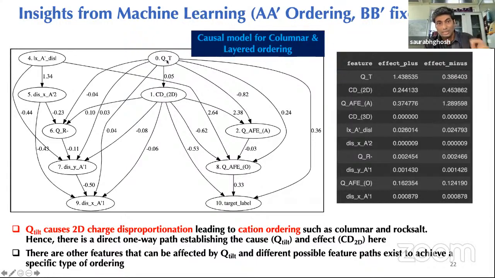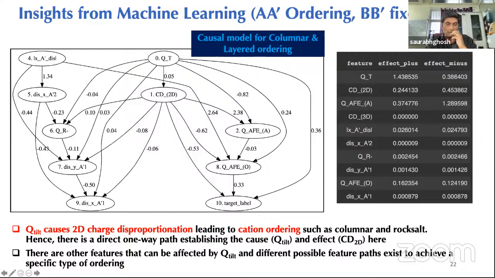Then what is affecting me to get a clear columnar ordering? The tilt distortion can directly lead to a columnar ordering, or it can lead via a two-dimensional charge disproportionation mode, and then to the target property. So this kind of causal model gives you a very dynamic behavior of how the cause and the effect are related for a stable ordering. This kind of analysis is very important, and we need to think beyond the correlation to get the exact dynamic behavior in a cation ordering problem.